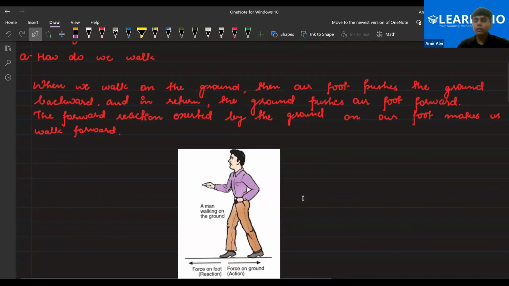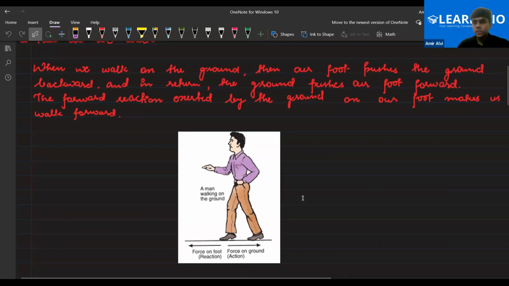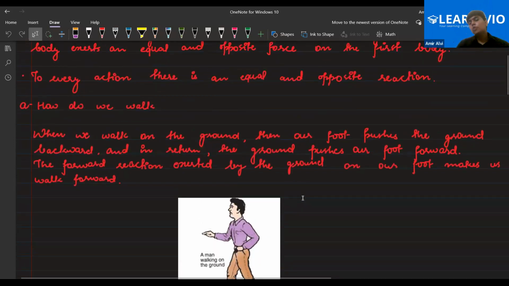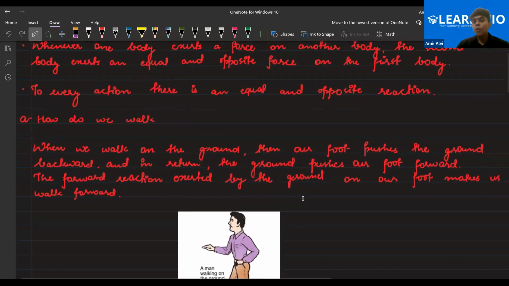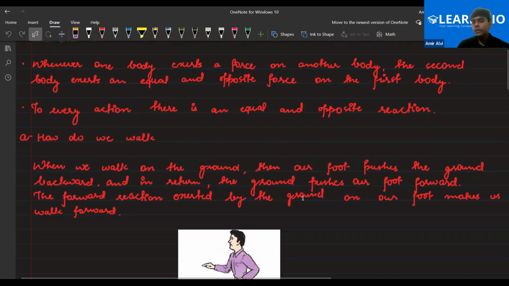I will just tell you how to attempt the questions if they are given in this manner. The question is: how do we walk? When we walk on the ground, our foot pushes the ground in the backward direction, and in return, the ground pushes our foot in the forward direction. This forward reaction causes the movement of our leg. That's how we are able to move.